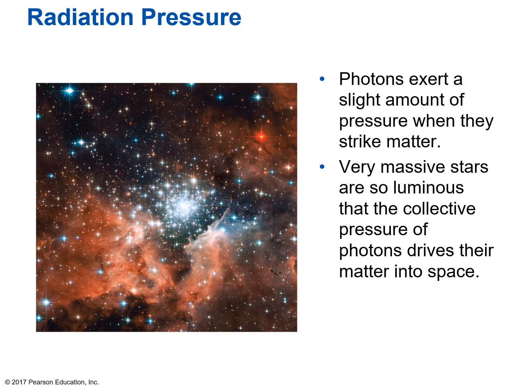Photons exert a slight amount of pressure when they strike matter. We've seen that with the tails of comets. When radiation comes from the sun, it blows the comet tail in the direction away from the sun. Very massive stars are so luminous that the collective pressure of photons drives their matter into space. So if a star is pushing the limits of how massive stars can be, the pressure from the radiation it puts out will actually drive the stellar matter away, and it can blow the star up.